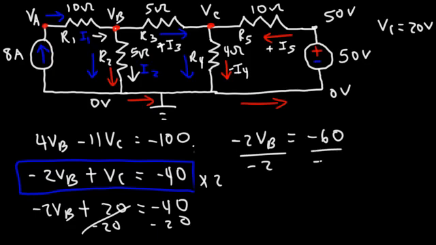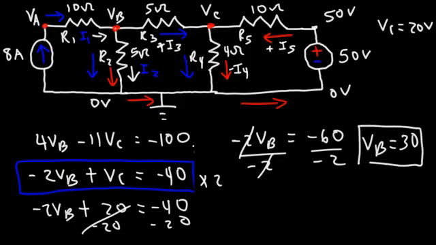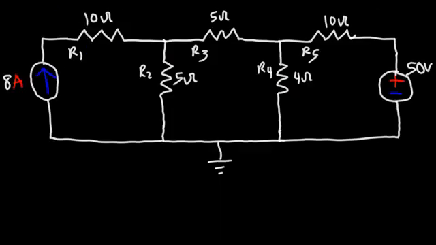Now let's divide both sides by negative 2. Negative 60 divided by negative 2 is 30. So VB is 30. With VB and VC, we can now calculate every current in this circuit. We can even calculate VA as well. So remember these values. I'm going to erase the board and draw a bigger circuit so that we can place all of these values in this one circuit.